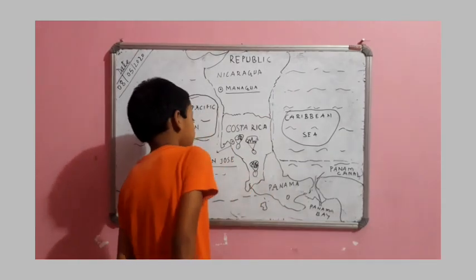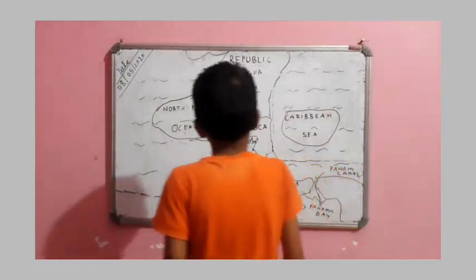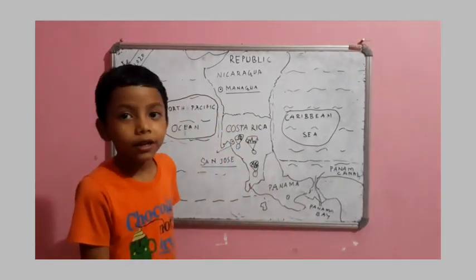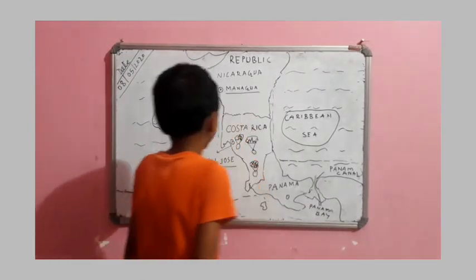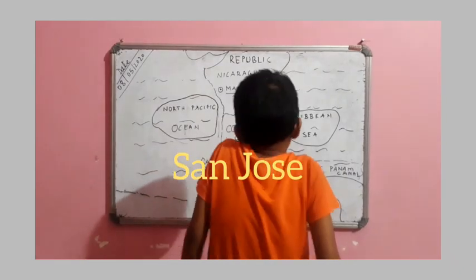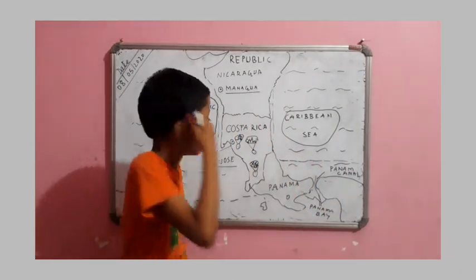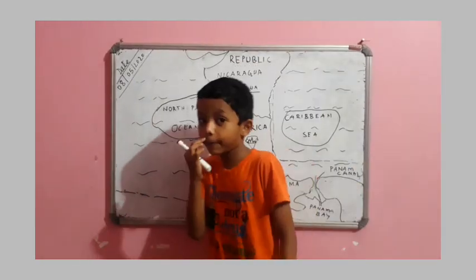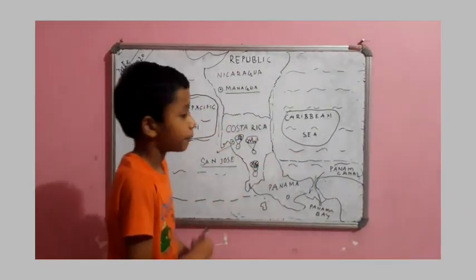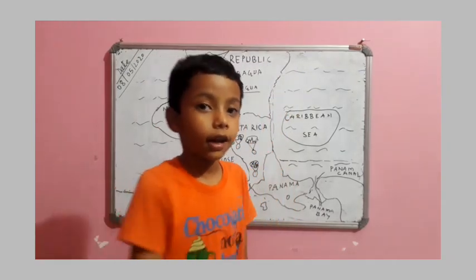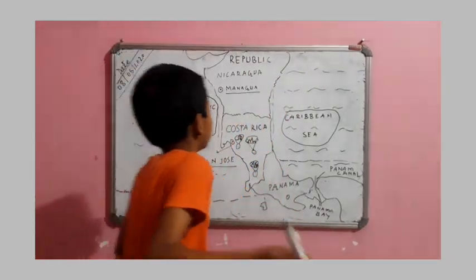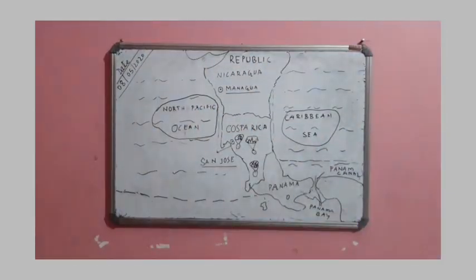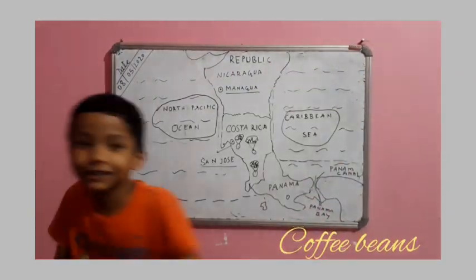Okay. Now another one. Now, what is the capital of Costa Rica? San Jose. Its capital is San Jose. It is near the home. Now, home has coffee, tables, bed, which is correct. It has coffee beans, and you feel energy. Okay.